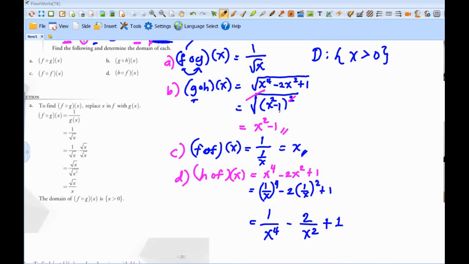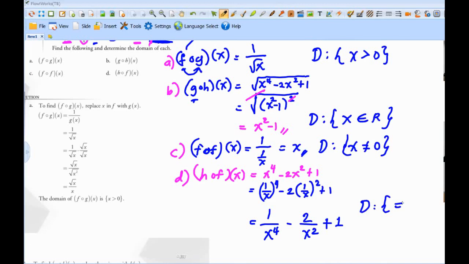Here, there is a square root. So since you have to square it, it will still be positive. So here the domain should be all real numbers. And here, x cannot be equal to 0 because there is a denominator of 0. And then here, x cannot be 0 also. So that's all.